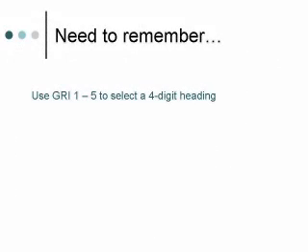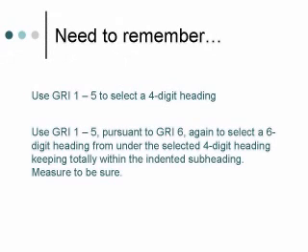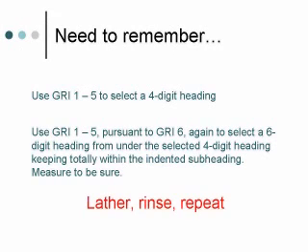Here is what we need to remember about this process. We use GRI 1 to 5 to select a 4-digit heading. After that, we use them over and over again to select a 6 and then an 8 and finally a 10-digit heading to describe our product.